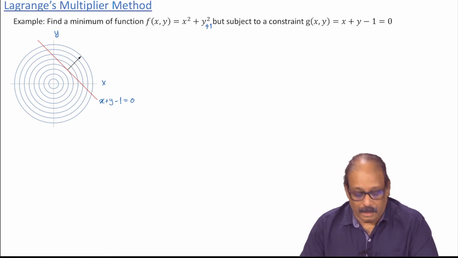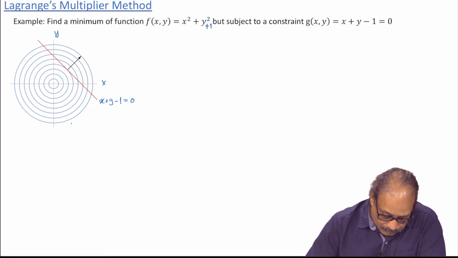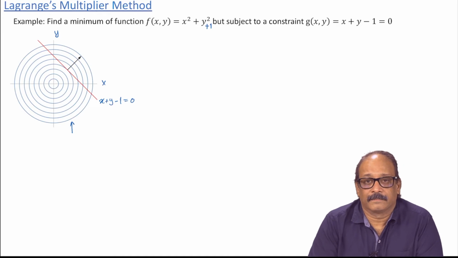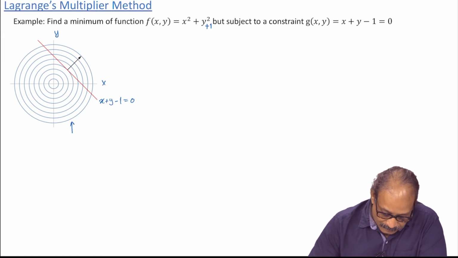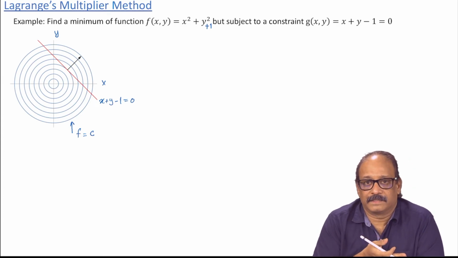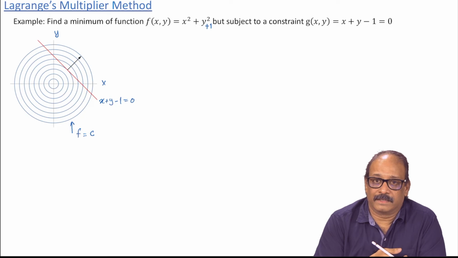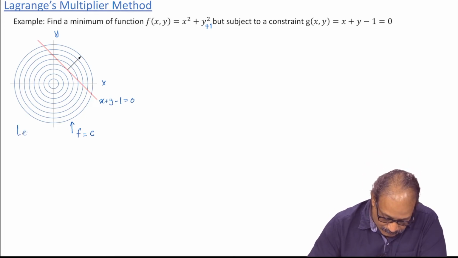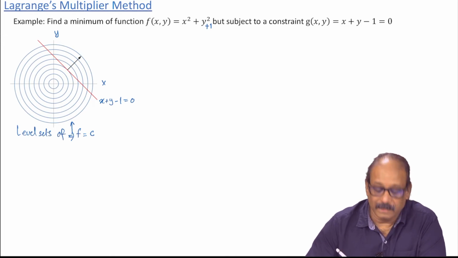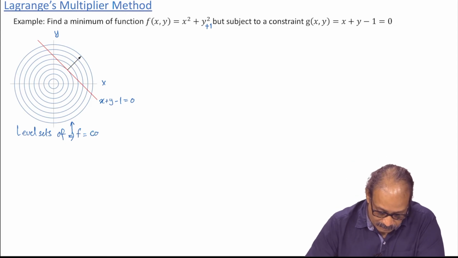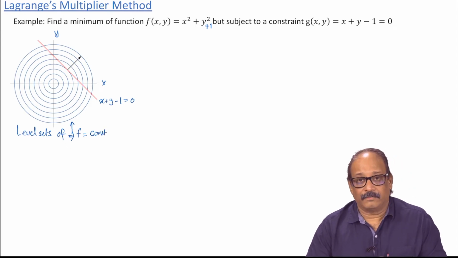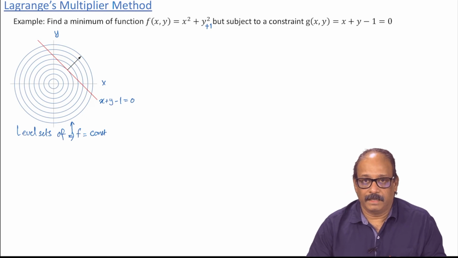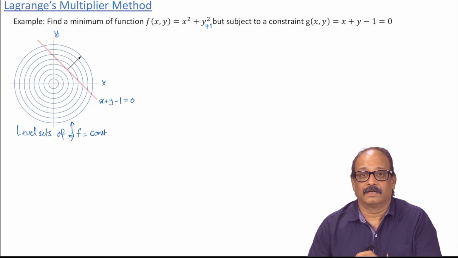Okay. And the blue circles which I have plotted here are basically f is equal to constant surfaces. Now, when you have f is equal to constant surfaces, we call them level sets of f. So, you have level sets of f which are given by f is equal to some constant line. And what we want is the minimum as we travel on the red line.